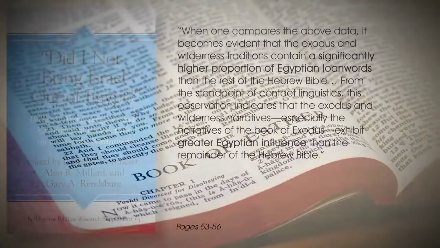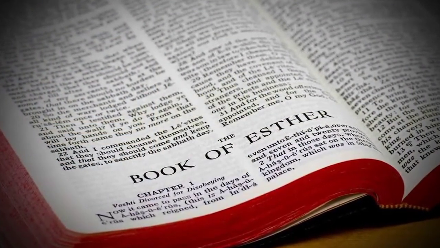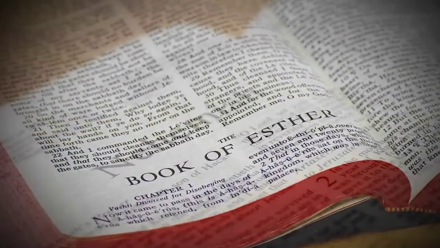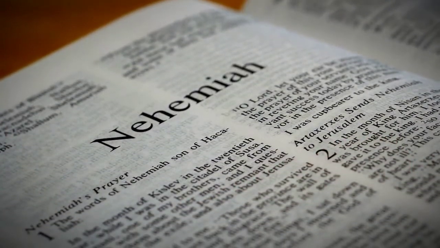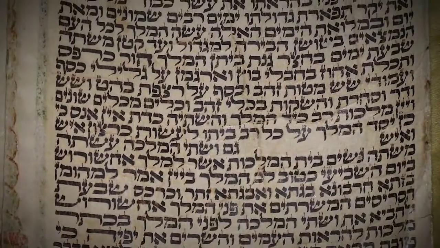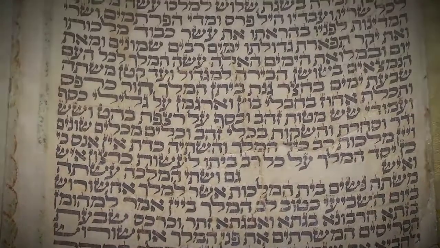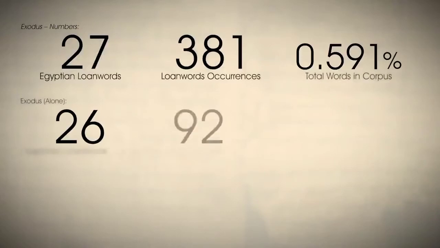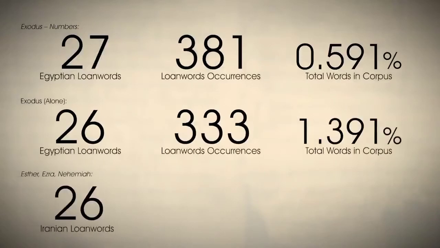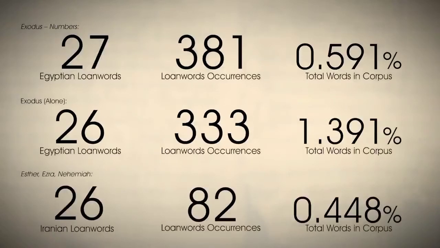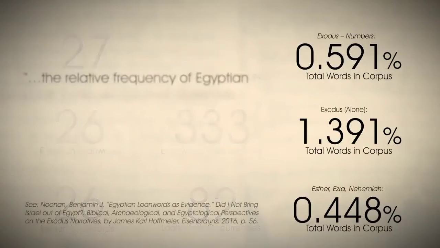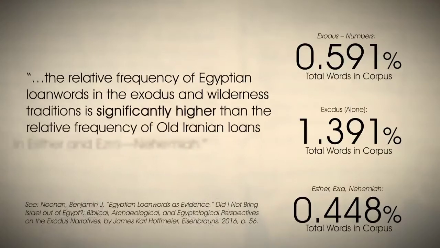Noonan also compares this ratio in Exodus to books written later, such as Esther, Ezra, and Nehemiah. These books have been shown to have Old Iranian influence, given that they reflect time periods of heavy Persian influence. However, Ezra and Nehemiah only contain 26 Old Iranian loanwords with 82 occurrences. The relative frequency of Egyptian loanwords in the Exodus and wilderness traditions is significantly higher than the relative frequency of Old Iranian loans in Esther and Ezra and Nehemiah.